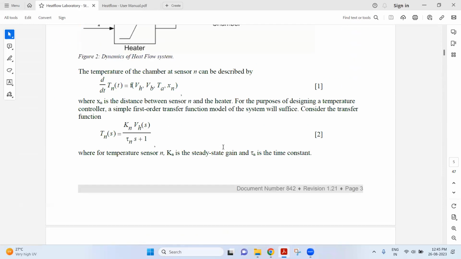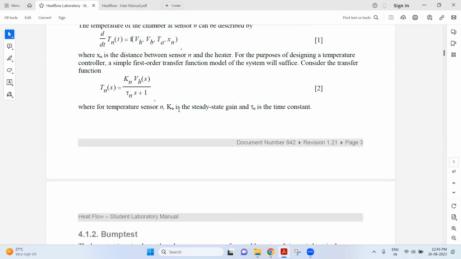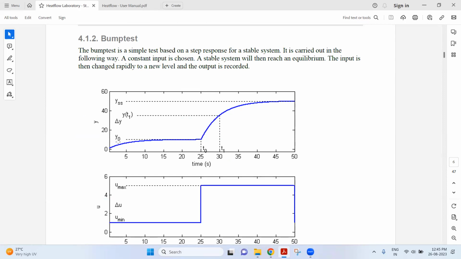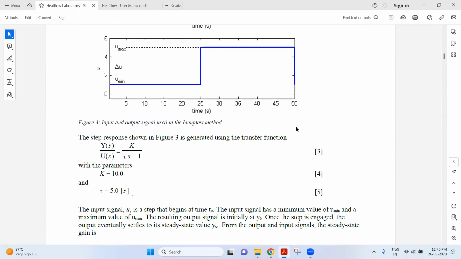Here, see, this is Kn. That is the steady state. The curve is called the steady state gain. And Tn is the time constant. This is time, and this curve is called the steady state curve. Now here they have mentioned it.